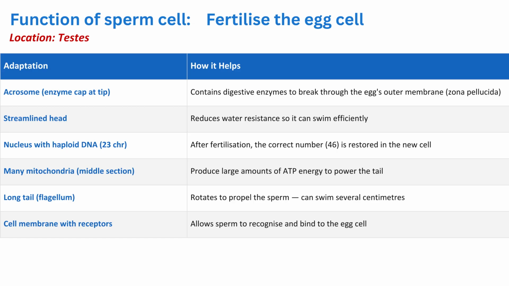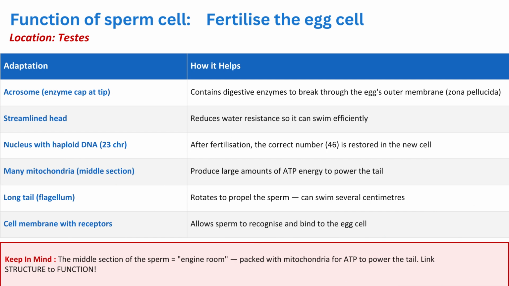The middle section contains many mitochondria. These produce a large amount of ATP, energy to power the movement. The long tail, also called a flagellum, rotates to propel the sperm forward. It can swim several centimeters. And the cell membrane contains receptors allowing the sperm to recognize and bind to the egg cell. Keep in mind, the middle section of the sperm is the engine room. It is packed with mitochondria for ATP to power the tail.